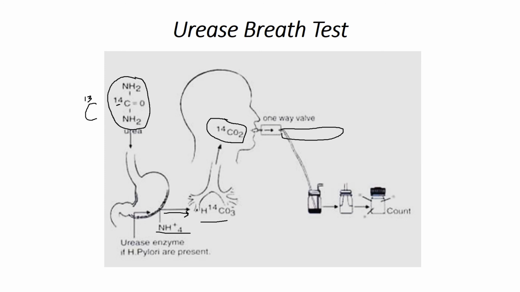And then the C14 that is present on the urea now would be converted into CO2, and then this is counted, the radiation, to determine if the C14 is present as CO2. If it is not present, that means that the urease enzyme is not in the stomach, which means that there is no H. pylori infection. If it is present, that means that these reactions will occur, generating the bicarbonate, and then we'll have this evolved through the lungs as CO2, radioactive CO2, and then this will become detectable when we count it.